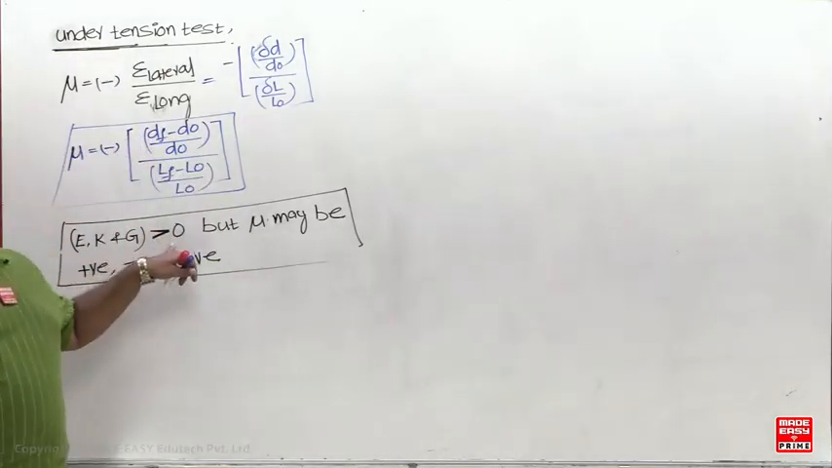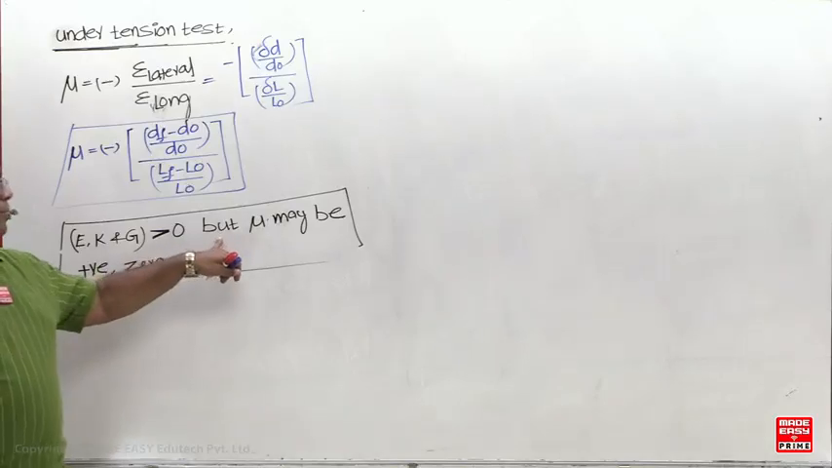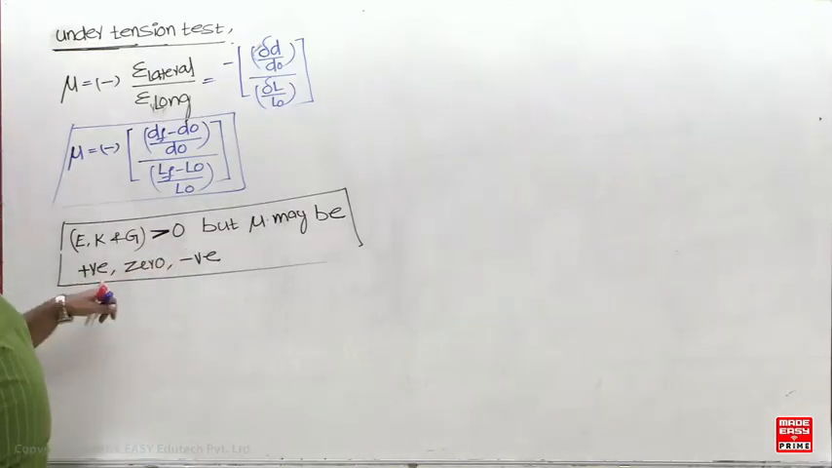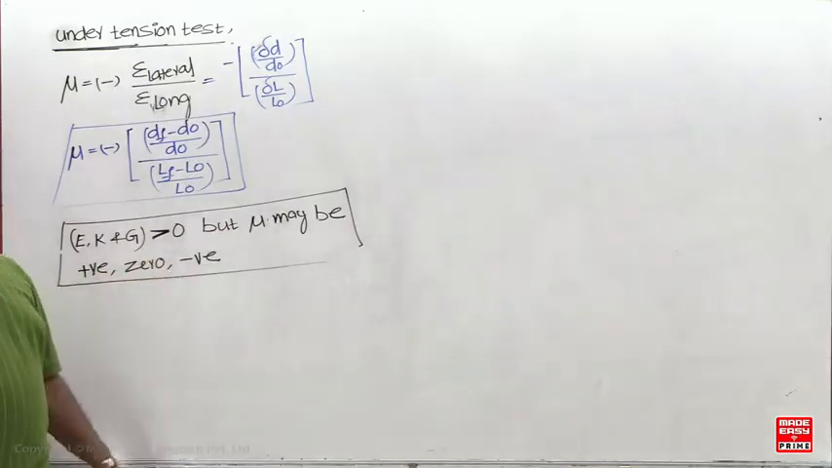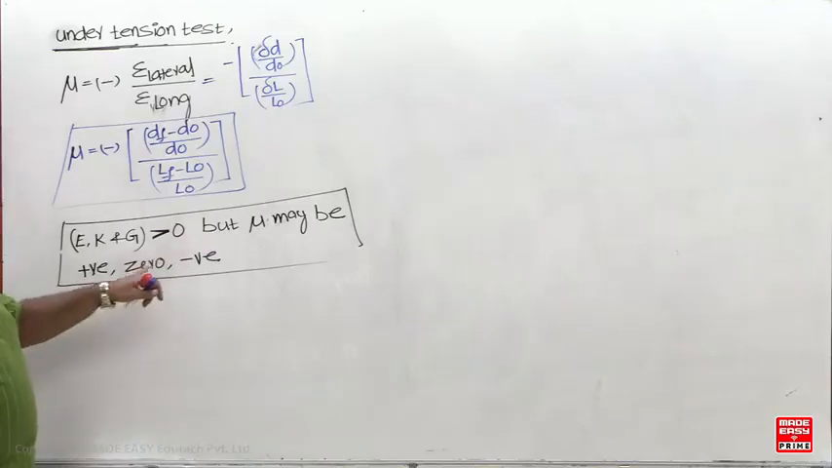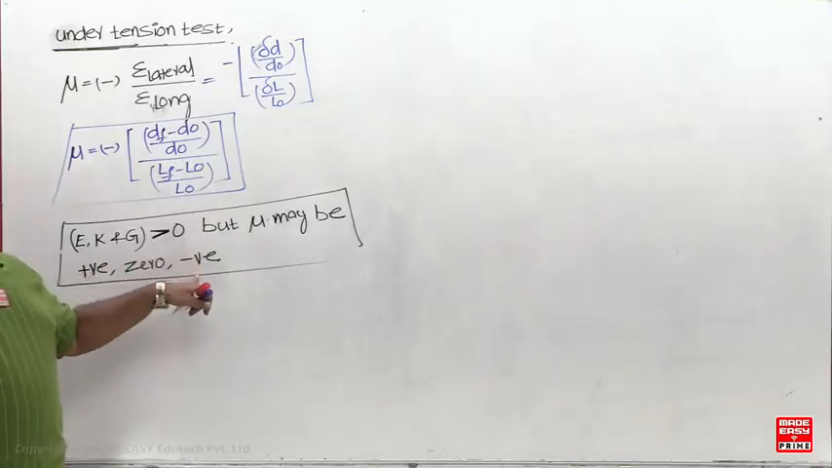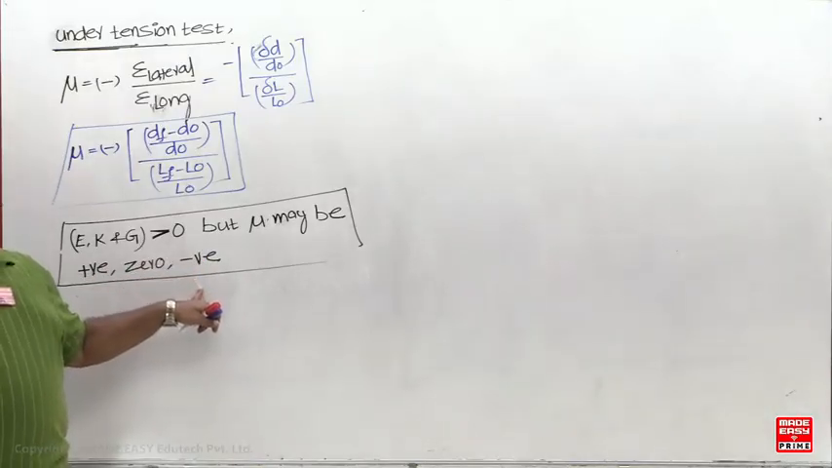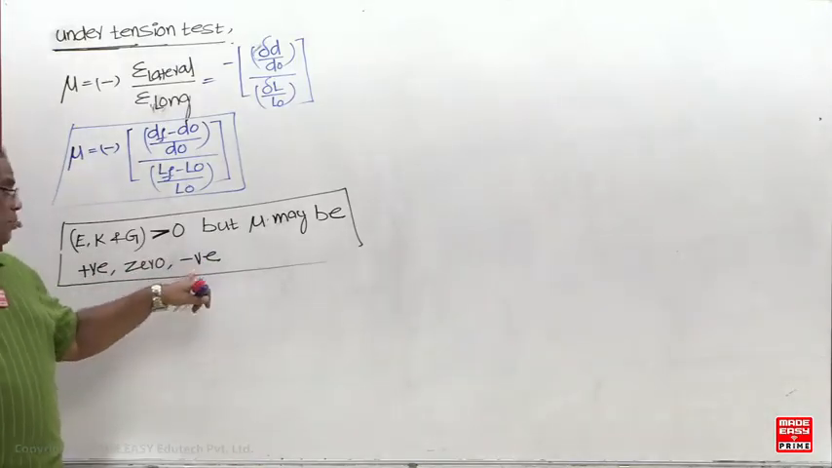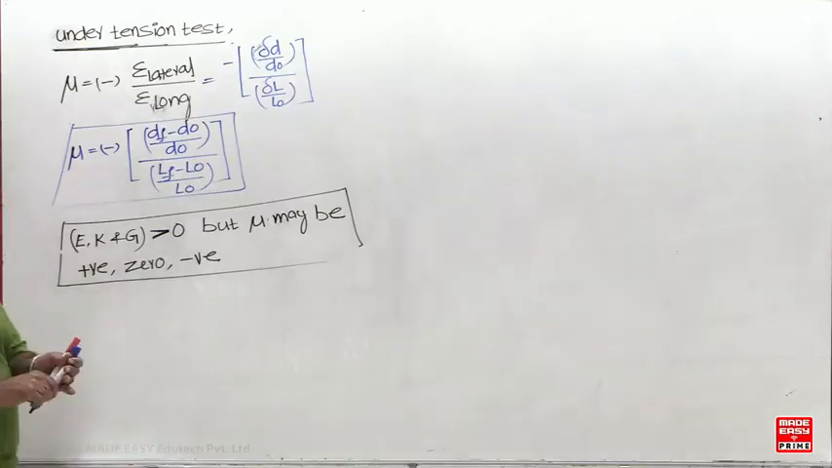E, K, G are always positive, greater than 0. But mu may be positive, zero, or negative. Most materials have positive mu. Mu equal to 0, you have studied for cork; cork's mu is 0. But for a few materials like foam as well as thermosetting plastics, mu is negative. For most materials, mu is positive.